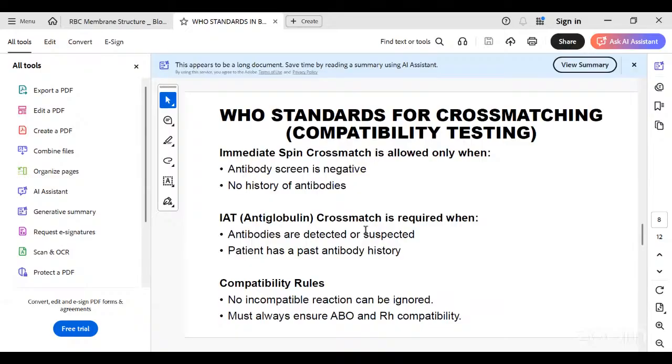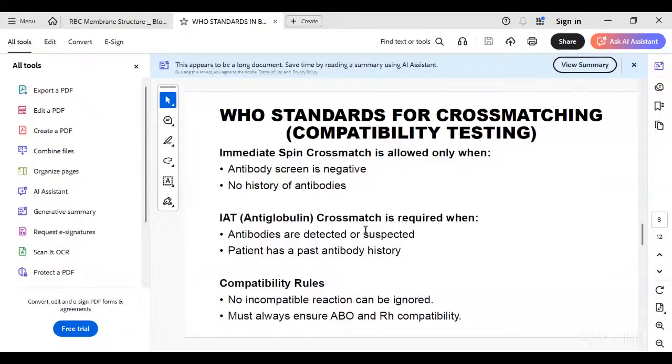Just add cells to serum, and you check for agglutination. If there's no agglutination, you can safely say the blood is okay for transfusion. But that cannot be done unless you have performed antibody screening on the recipient, and the antibody screening was found to be negative. Then you have to be sure that the patient has no history of antibody.